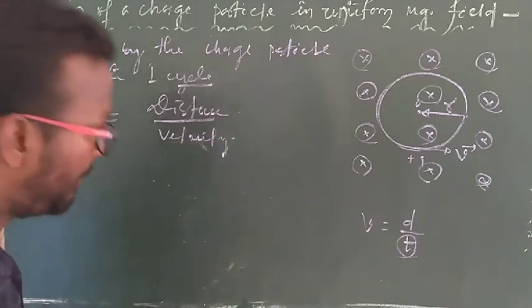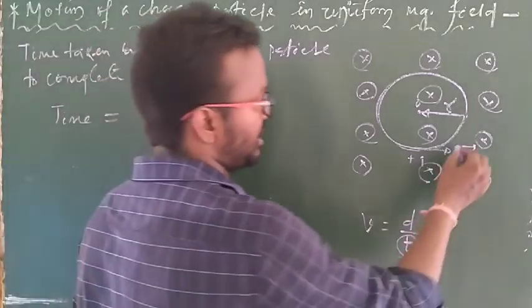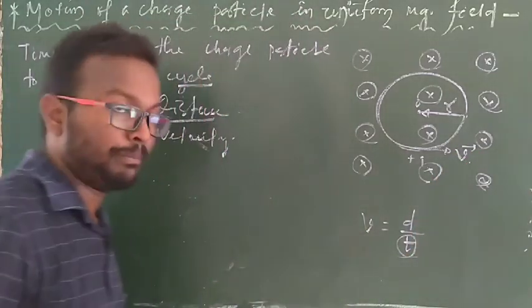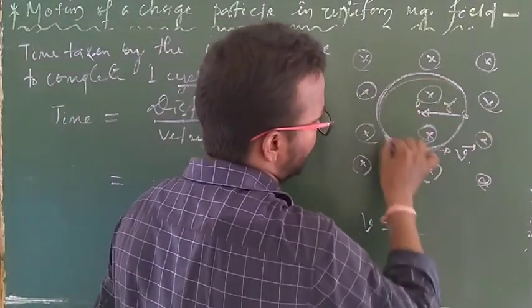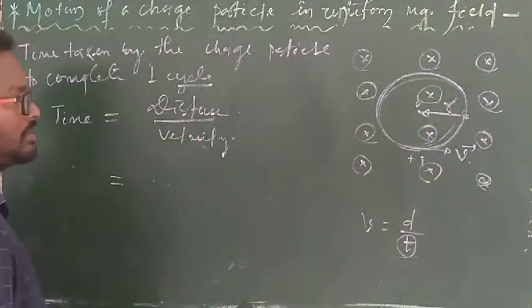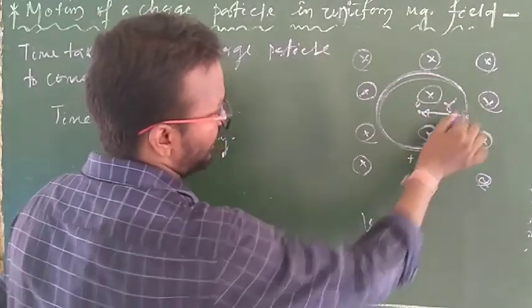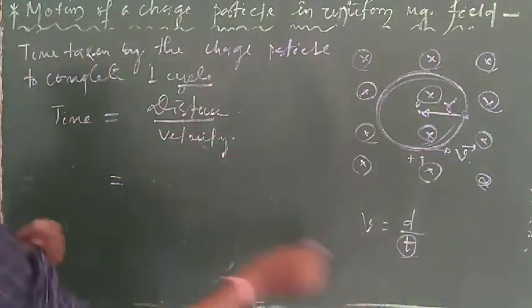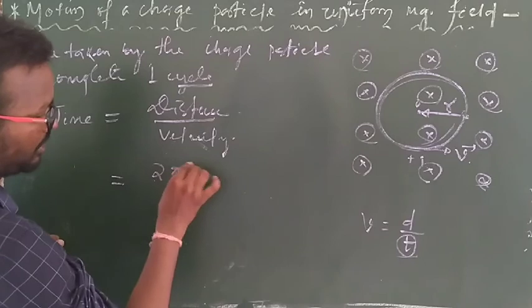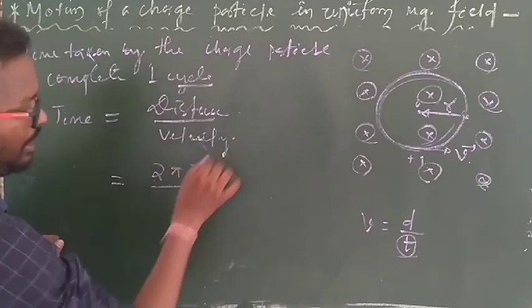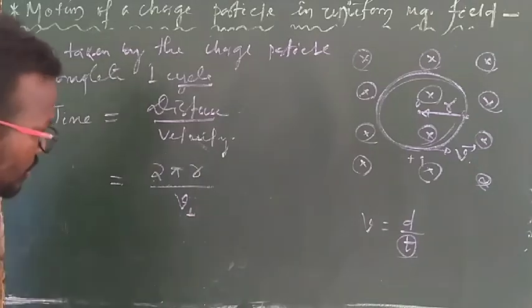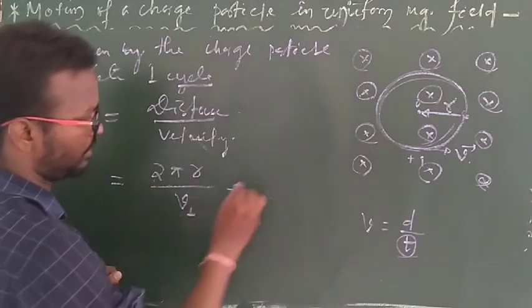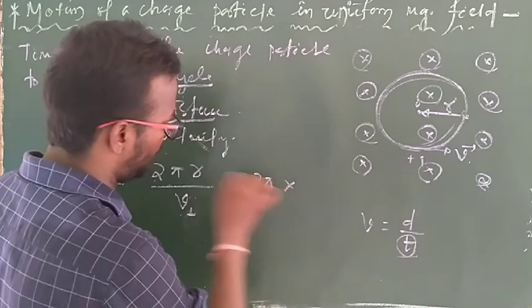Distance upon velocity of the charged particle, or distance upon the magnitude of this velocity. Clear? So the total distance traveled by the charged particle to complete one circle is equal to the circumference of the circle, which is 2 pi r divided by the perpendicular velocity, that is v perpendicular. You can write, so that is equal to 2 pi into what is r?